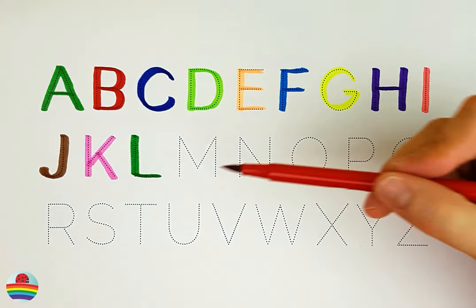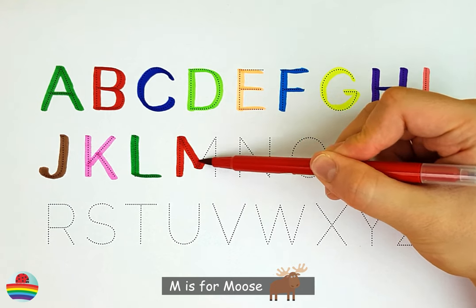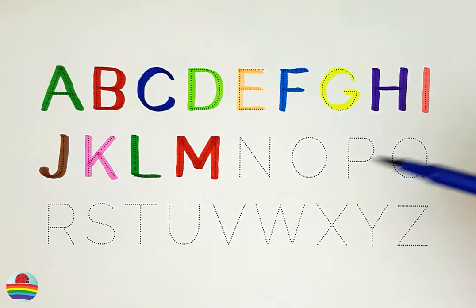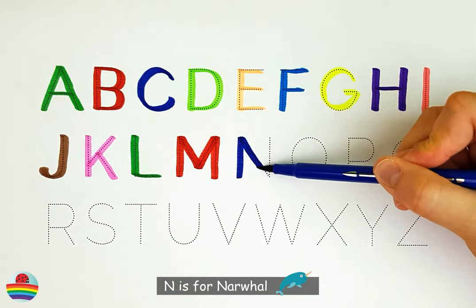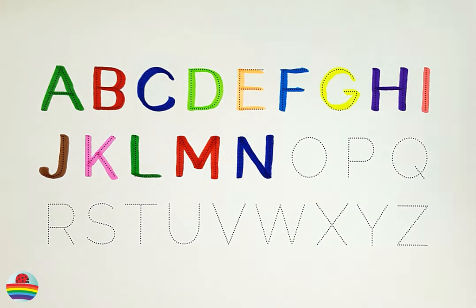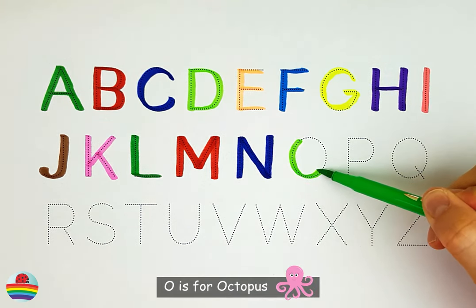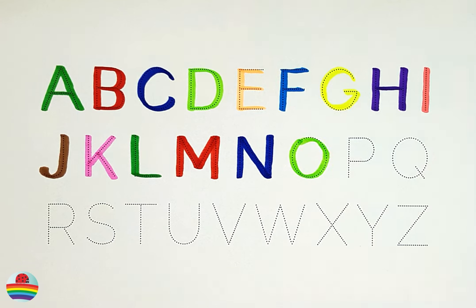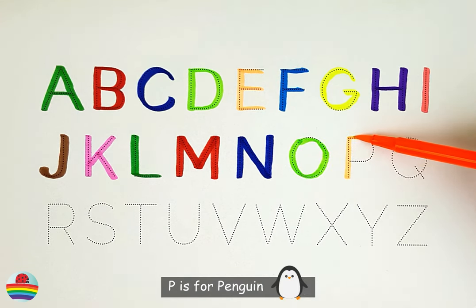M is for moose. N is for narwhal. O is for octopus. P is for penguin.